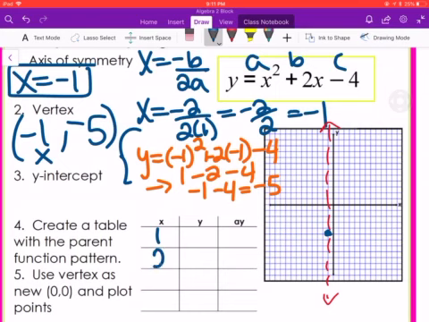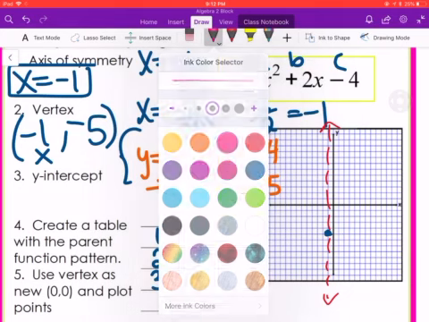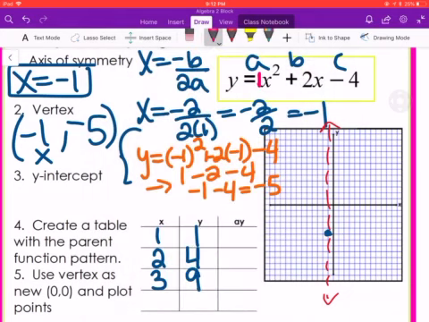The pattern I use is I start with the parent function, which is 1, 2, 3, and the parent function goes over 1, up 1, because 1 squared is 1, over 2, up 4, 2 squared is 4, over 3, up 9, 3 squared is 9. So that's my parent function. Now this particular parabola has an a value of 1. So 1 times my y column ends up staying the same, which means that this parabola has the same width as the parent function. The only thing that has changed is that this parabola has been shifted to the left 1 and down 5. Otherwise, it's the same width.